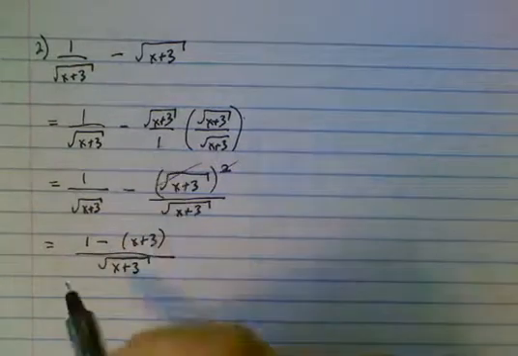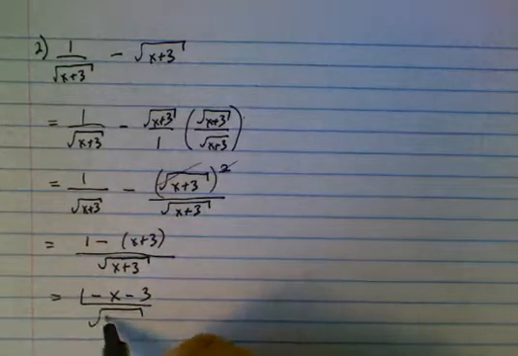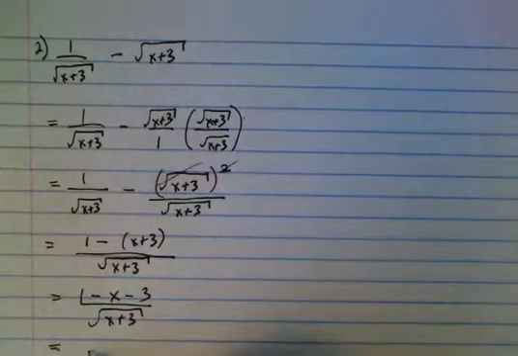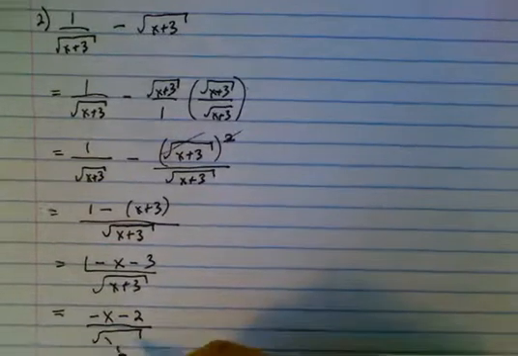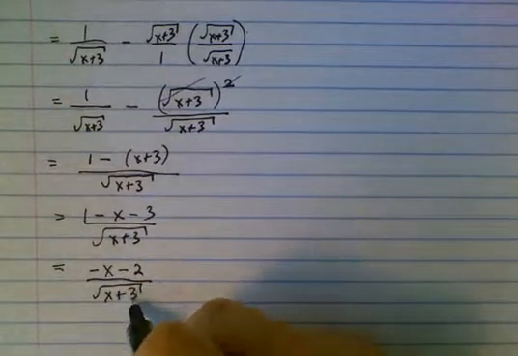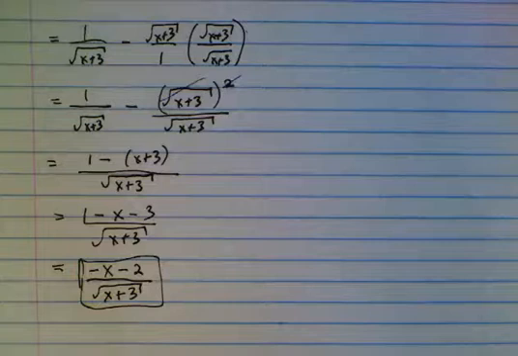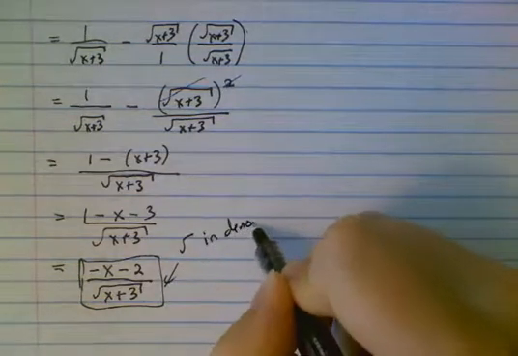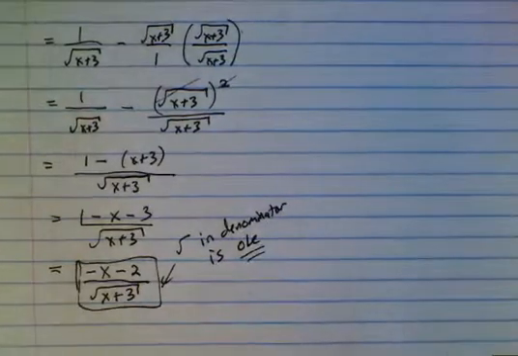Notice that since we can distribute this negative, we should, just so that we can write it a little bit simpler, 1 minus 3, negative 2. Right like that. Again, now that we're doing calculus, square root in denominator is okay.